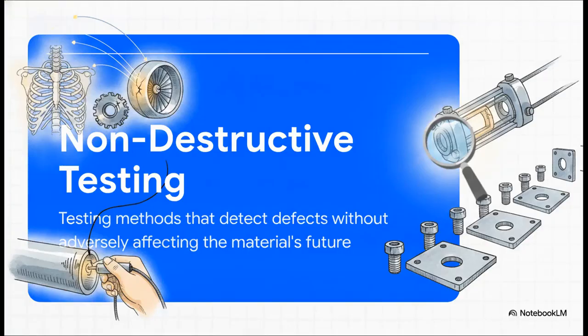You can really think of non-destructive testing, or NDT for short, as a highly advanced medical checkup, but for machines. The absolute key phrase in this definition is without adversely affecting the material. NDT allows us to examine a working part for hidden, potentially catastrophic flaws, while leaving that part completely intact and ready for future use. It's all about finding the problem before the problem finds us.